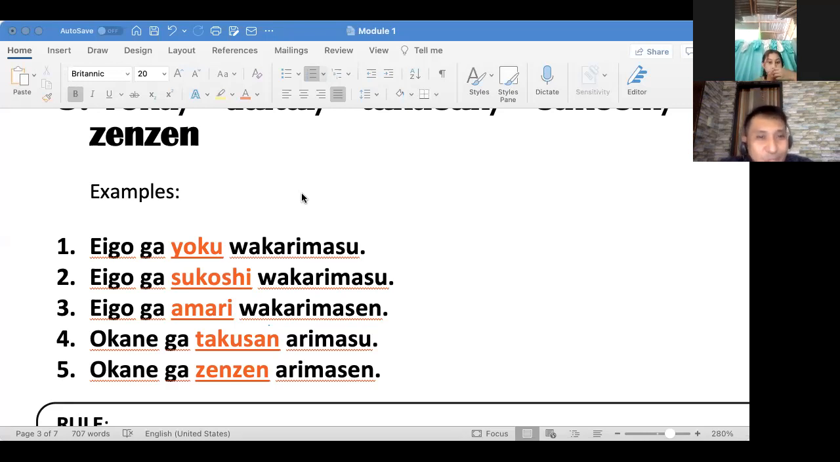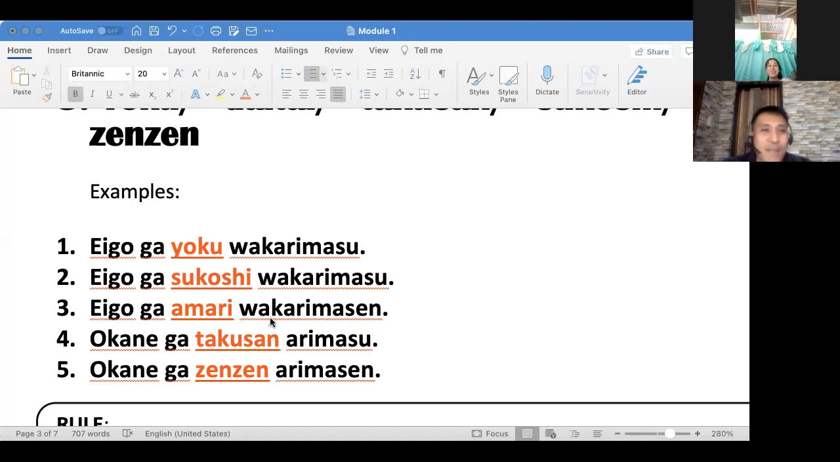Amari, sukoshi, takusan, or zen. Okay, maraming pera daw si Jun, marami. So, takusan, no? Ang gamitin po natin takusan arimasu. Oki kasi usually sa size yan, oki means malaki, no? Pero sa size siya. Okane ga amari arimasen. Dapat negative yung statement. Okane ga arimasu, no? Kulang po siya ng adverb. Nalagyan natin ng sukoshi, amari, tapos ang zen.